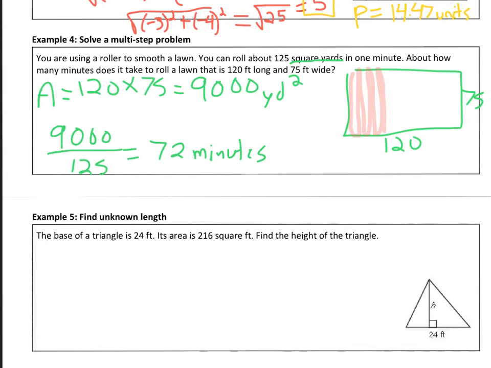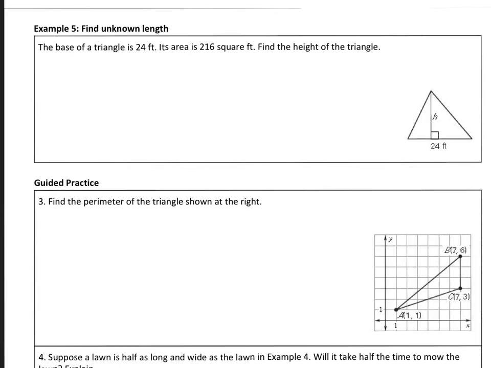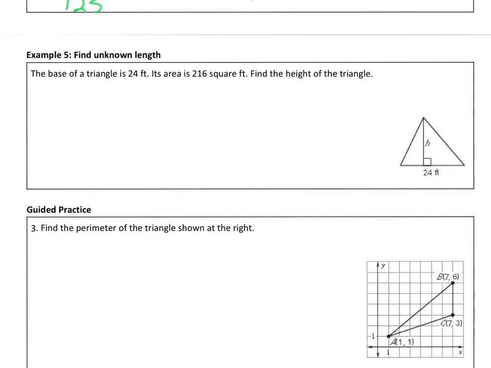So I've got an area, I've got a rate I can cover that area in. I take the area divided by that rate to find out how long it would take me. And then there's gonna be times where we're given different pieces of information. So in this example, I give you the base of the triangle, I give you the area, I need you to find the height.